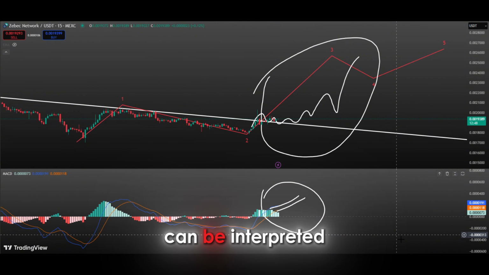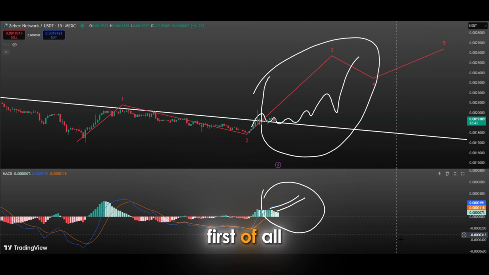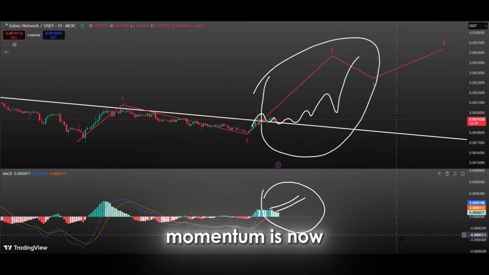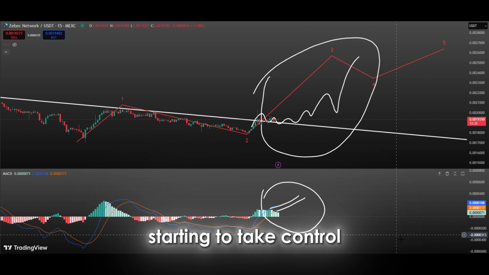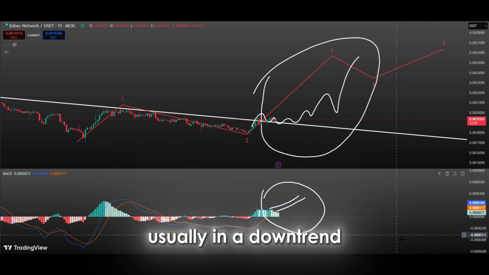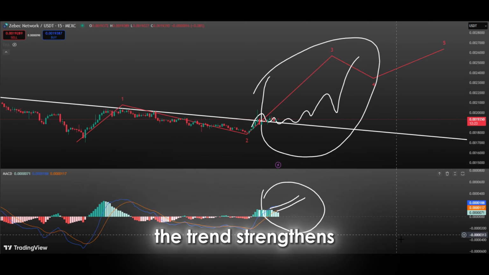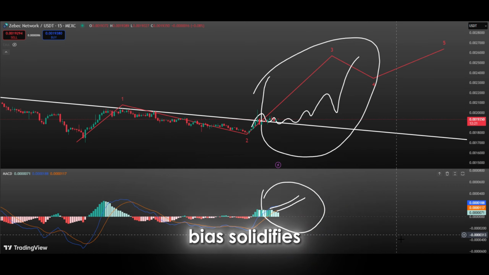This development can be interpreted as a signal of a serious technical transformation. First of all, the MACD lines breaking above the zero level shows that the market momentum is now developing in a positive direction and buyers are starting to take control. When the MACD is below the zero line, the market is usually in a downtrend or at least weakly bullish. However, when the MACD lines cross this critical threshold to the upside, we usually enter a phase where the trend strengthens and the bullish bias solidifies.